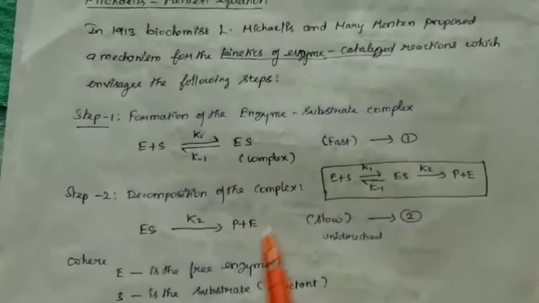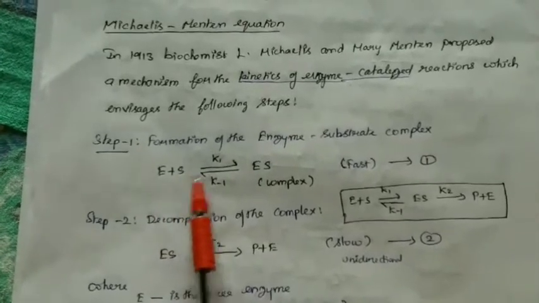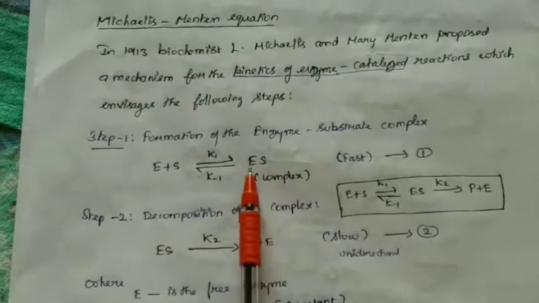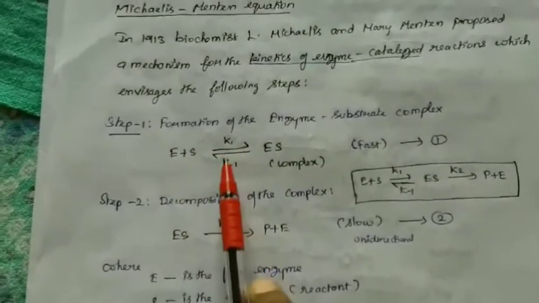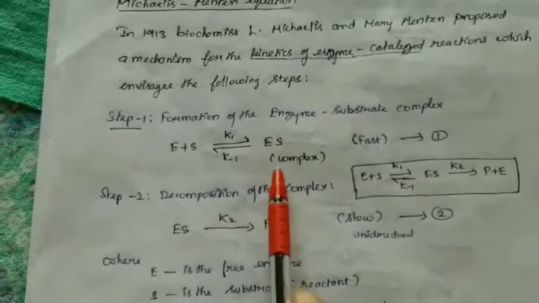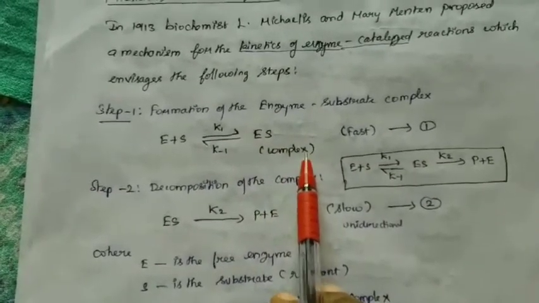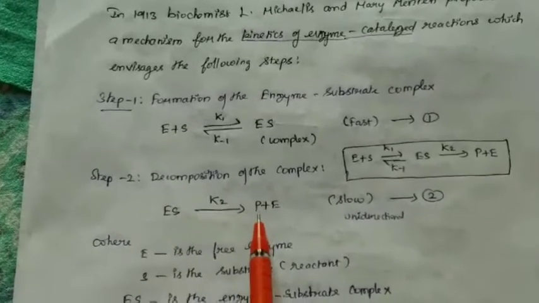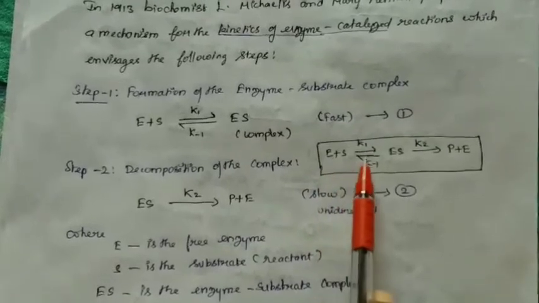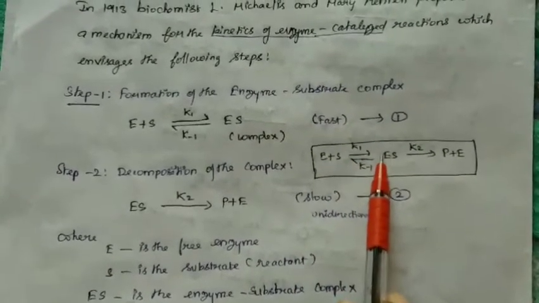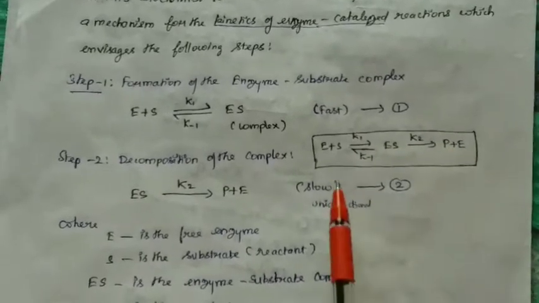So here, when an enzyme reacts with a substrate, it forms a complex, the enzyme-substrate complex. After that, this complex undergoes decomposition to form a product. So in the first step, enzyme plus substrate forms a complex. This complex undergoes decomposition to form product plus free enzyme. So the overall reaction is E plus S gives ES, which gives product plus enzyme.